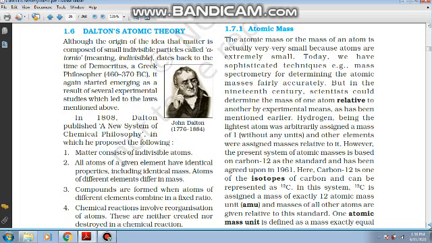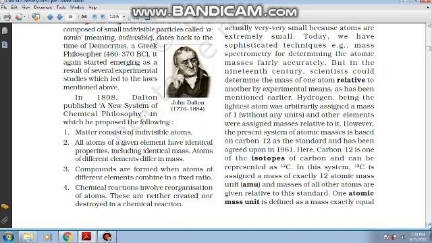Children, we know that Dalton's atomic theory is very much similar to the atomic theory proposed by the ancient scientist of India, Kanad, right? And you will also find a few similarities between Dalton's atomic theory and Kanad's atomic theory. His atomic theory was known by the names of Parmanu and Anu. So what did it say?